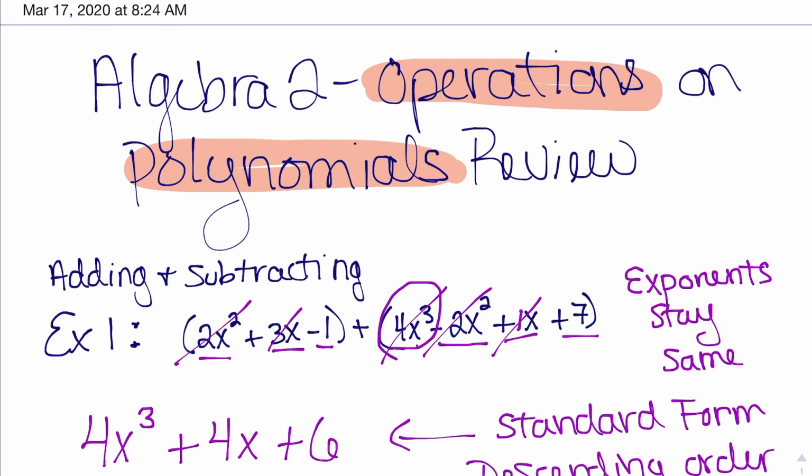All right. Just to give you a few little things to jot down. So this would be my final answer. Again, my exponents don't change. I'm just adding or subtracting the numbers in front.